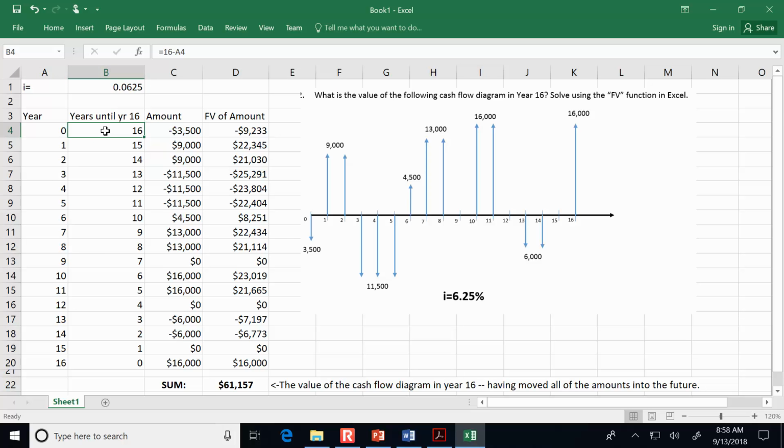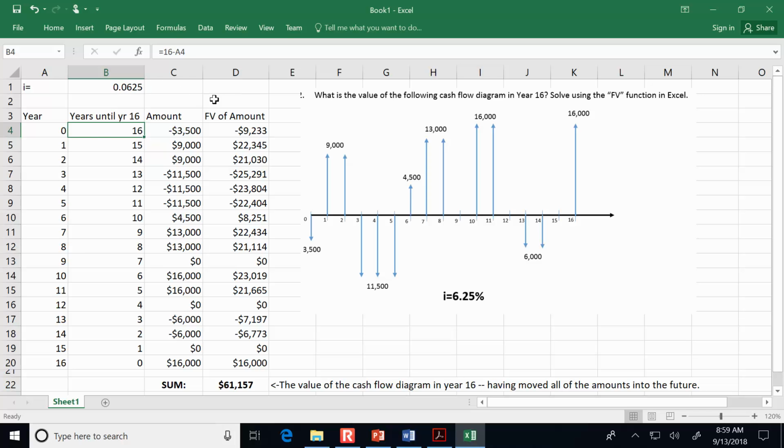So why is this 16? It's because this amount, this 3,500, how many years do we have to move it to get to the end of the cash flow diagram? Well, we need to move it 16 years. So when we do the function, we're going to need that function to look at the number 16. So here it is, that years until 16 is going to be the number that it looks at for that row. Then all of the amounts, it's easy to lose track of which one is a negative and which one's a positive. So be sure that you double check, if it's below the cash flow diagram, that you've got a negative value for each of those amounts.